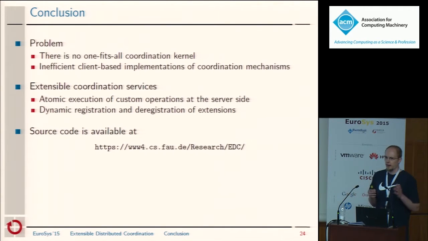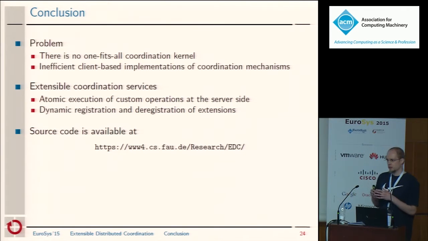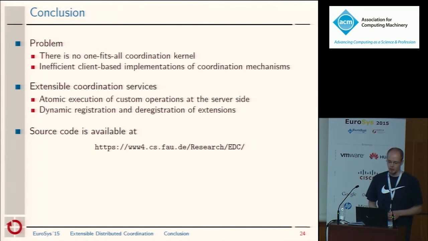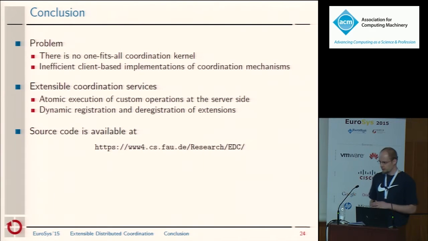So, in conclusion, having a small coordination kernel is a good idea, but the problem is that as there is no one-fits-all coordination kernel, and clients have to implement more complex abstractions themselves, there is the danger of ending up with inefficient implementations. Our approach to deal with this problem is to make coordination services extensible, which means the client is able to write custom operations, register them at the service, they are executed atomically there, and after the client is done, the extensions will be removed from the service.